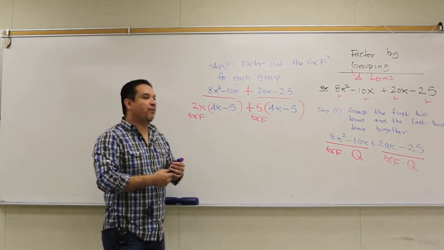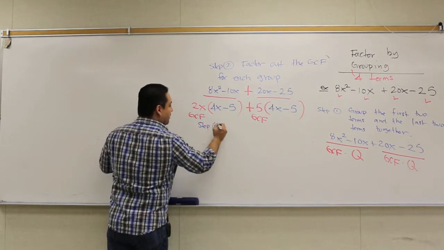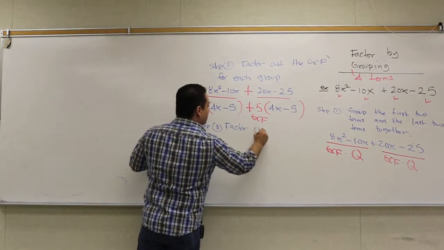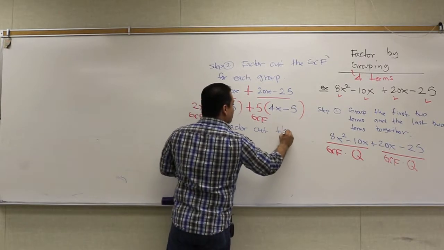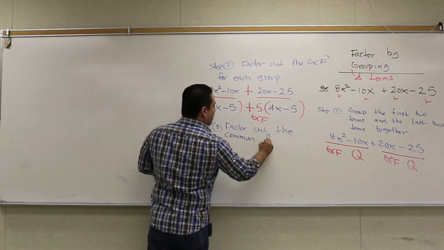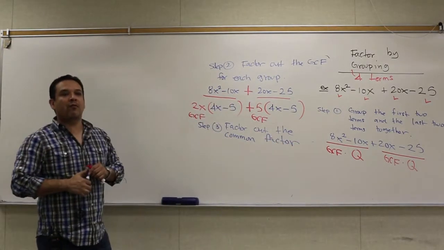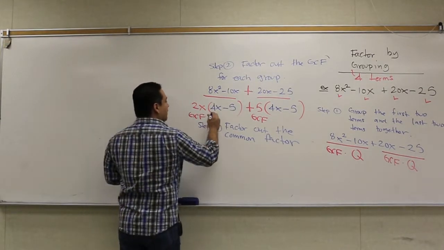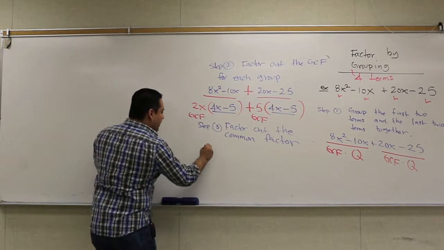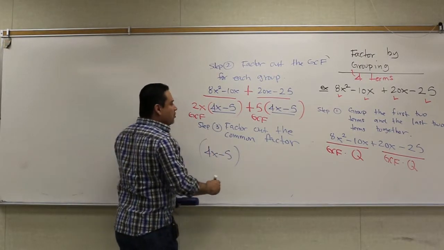All right, what do you think step 3 is going to be? Here we go. Step 3. Factor out the what? The common factor. In other words, what we just got through doing, you're going to do. What's common here again? 4x minus 5. Is that right? So I'm going to write down my 4x minus 5 here. And what's the quotient now?